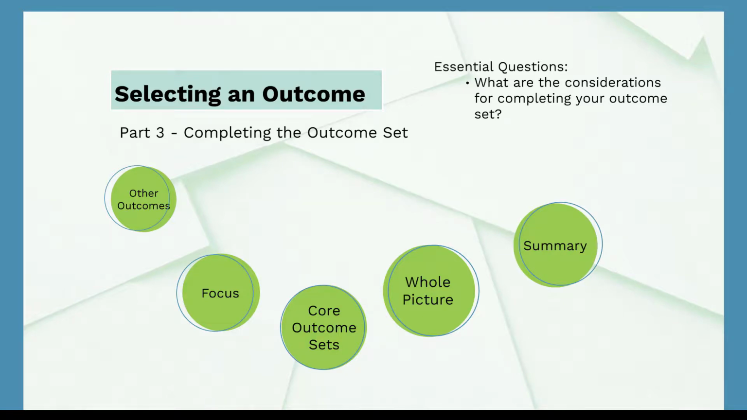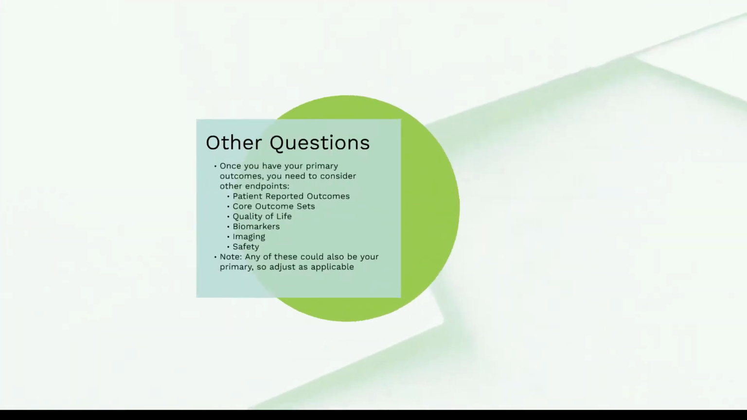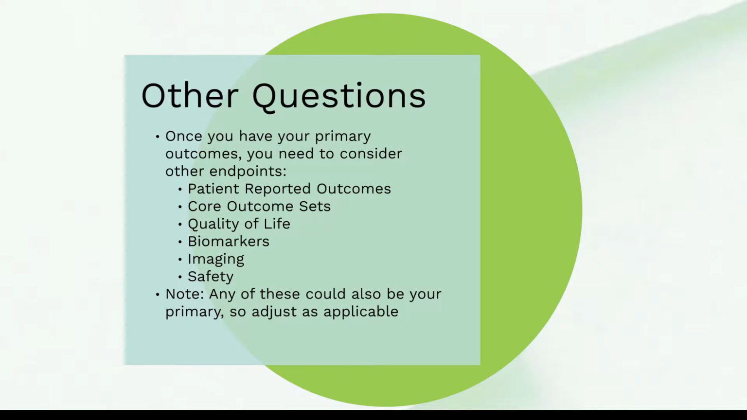In our final discussion, we'll talk about completing the outcome set. What are the considerations for completing your outcome set when you are planning a clinical trial? Once you have your primary outcomes, you need to consider other endpoints: patient-reported outcomes, core outcome sets, quality of life outcomes. Are there biomarkers? Is there imaging? Is there safety? Of course, there should be safety in every clinical trial, but are there safety endpoints specific to your disease and intervention that you need to be aware of?